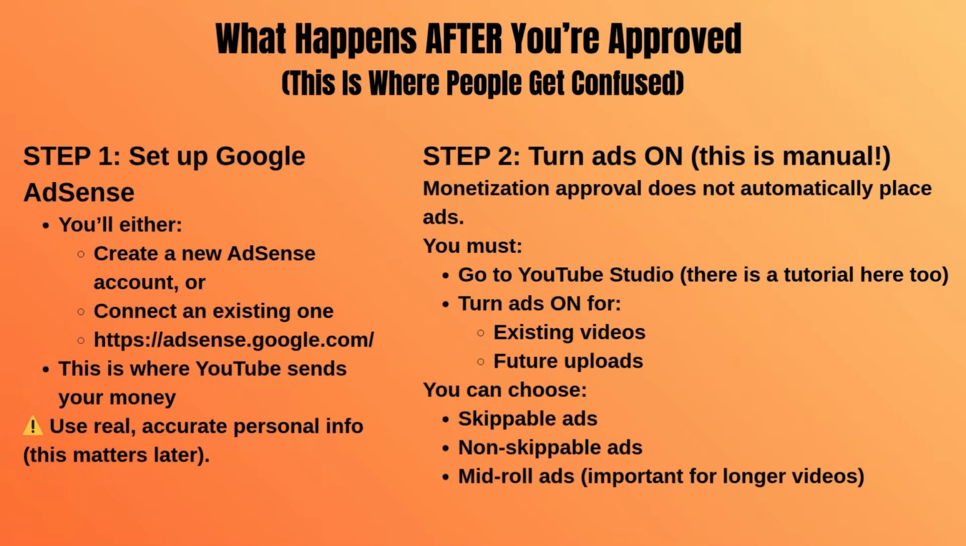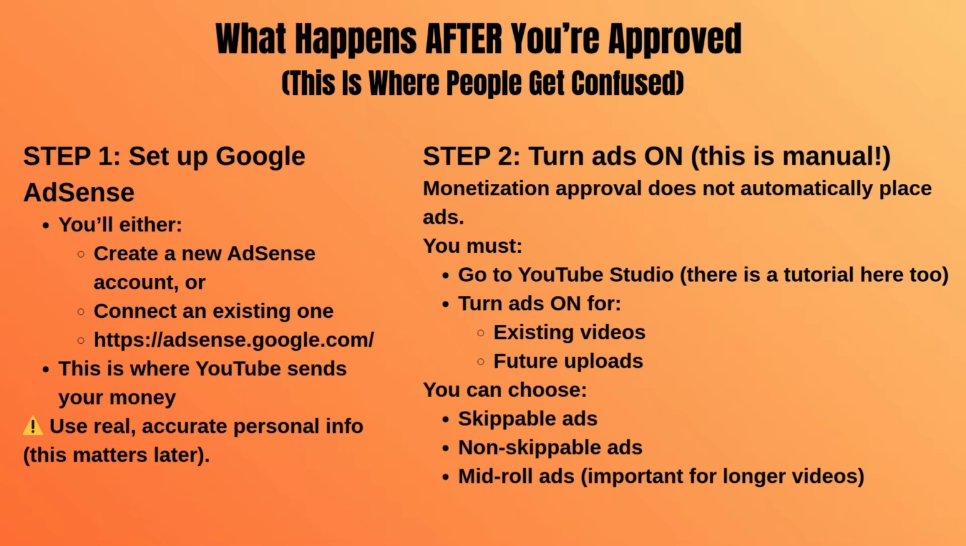So, what has to happen after you have been monetized? First, you need to set up your Google AdSense account. You will either create a new AdSense account or you can just use an existing one. You can get paid from multiple channels on the same AdSense account. I have included the URL for you. This is the account that deals with all of the money, where YouTube sends the money and then it's dispersed to the payment system that you set up. And it's so important that you use real, accurate personal information, and we'll get to why later.